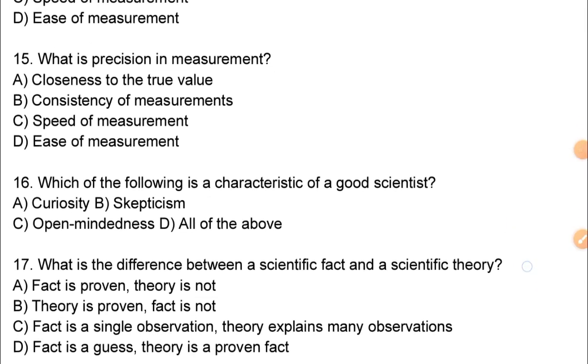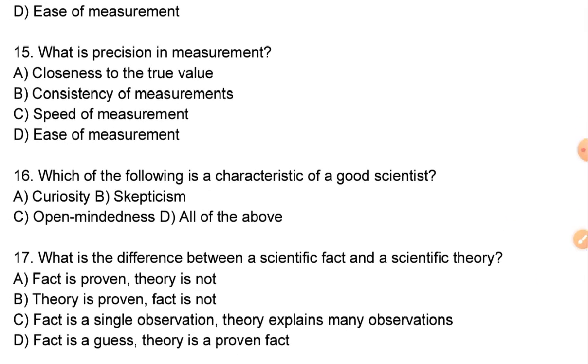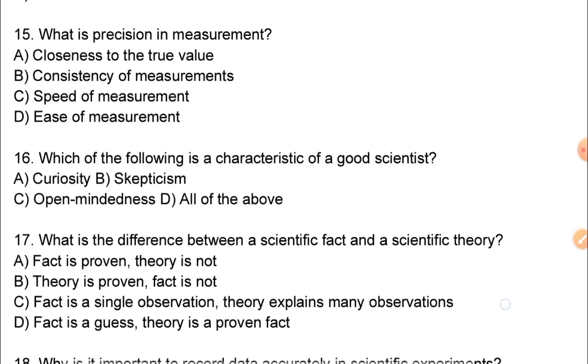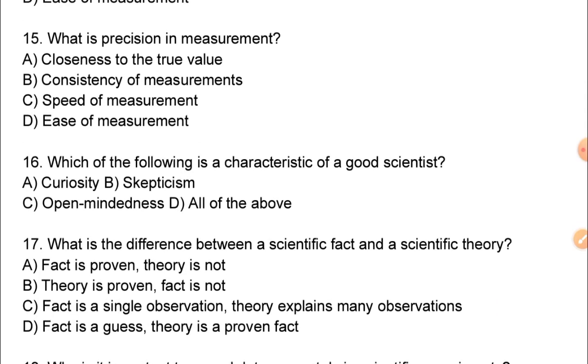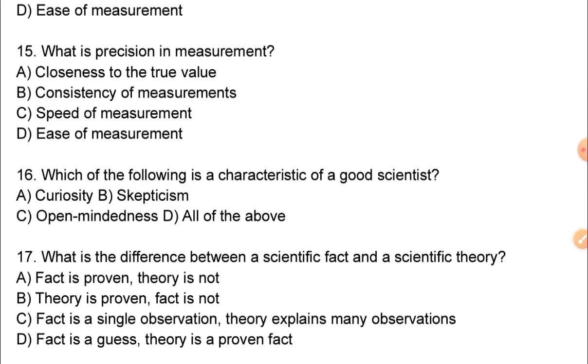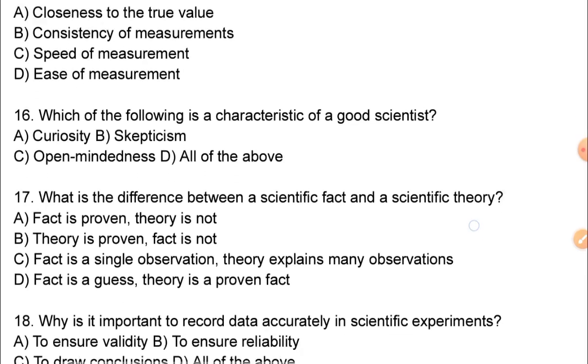Question 17, what is the difference between a scientific fact and a scientific theory? Fact is proven, theory is not, theory is proven, fact is not. Fact is a single observation, theory explains many observations. Fact is a guess, theory is a proven fact. Question 17, the answer is C. Fact is a single observation, theory explains many observations.